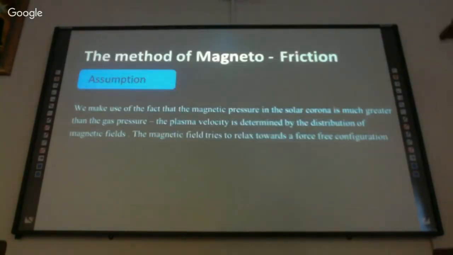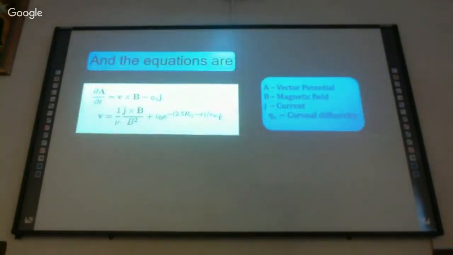This is the magnetic induction equation that I guess some of you are familiar with. We write the magnetic induction equation in the form of the vector potential, where A is the vector potential, V is the velocity, B is the magnetic field, and J is the current.